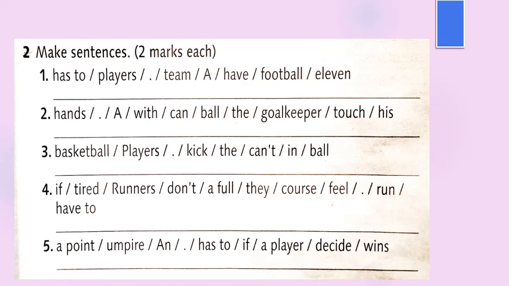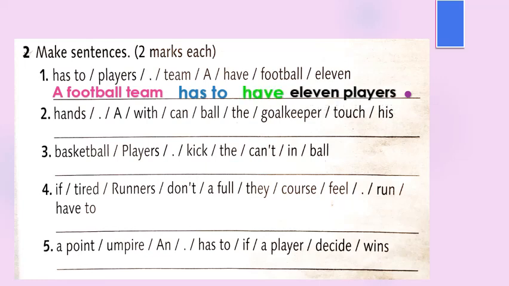So we'll get started with a full stop. إذن نبدأ بالنقطة. Now we need subject. إذن أنا نحتاج إلى الفاعل. So a football team. فريق كرة القدم. So you have has to, then verb, have, and here the object. إذن فريق كرة القدم يجب عليه أن يملك 11 لاعبا.